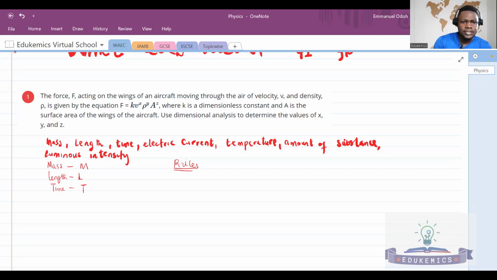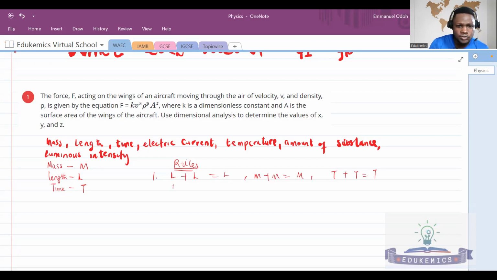So the first rule that is worth knowing is that when two of the same quantity are added, or subtracted, you get that same quantity. So let's say a length plus a length should also give you a length. We are not concerned about the number. Mass added to a mass should give you a mass. Time added to time should give you a time.